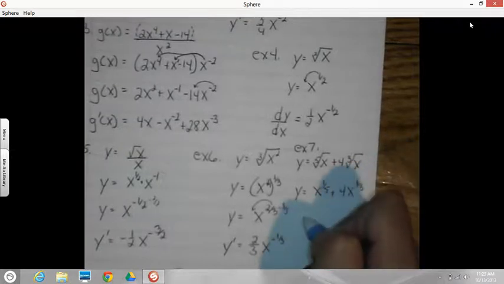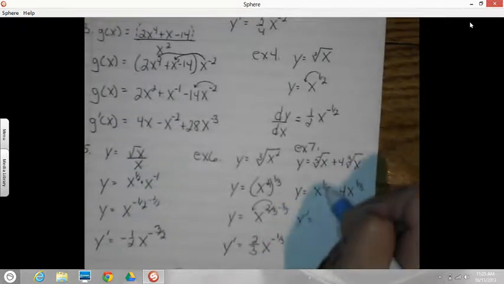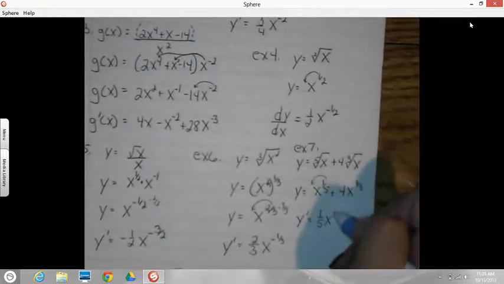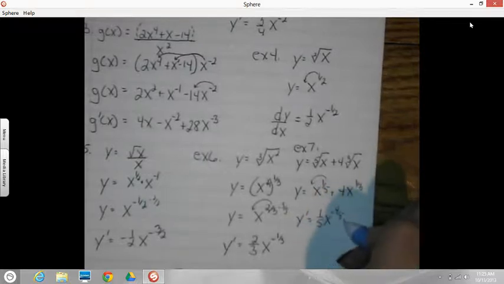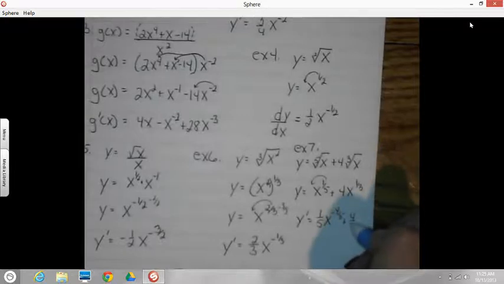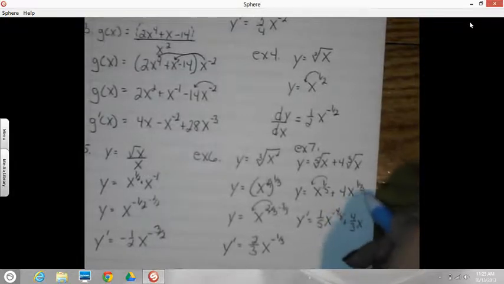And now derivative. 1/5 comes down as a multiplier. Subtract 5/5, I'm going to have negative 4/5. Multiplying down, I'll have 4/3 x to the, so negative 2/3.